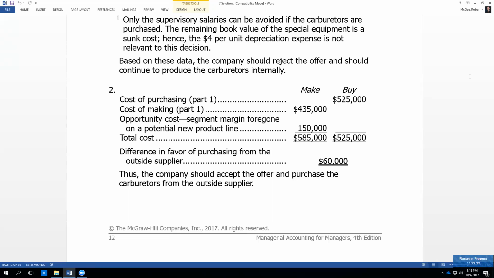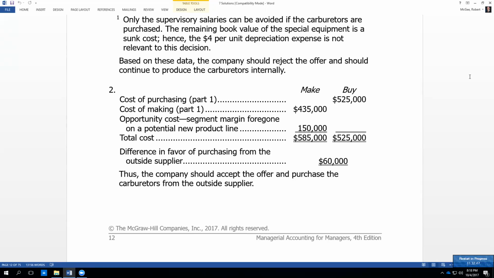So it looks like they're behind. The opportunity cost, the segment margin, is foregone by the new product line, $150,000, which brings the total cost, if they make it themselves, to $585 versus $525. Now it changes because they can make use of that idle capacity to make something else. So this is an application of opportunity cost theory. The difference in favor of purchasing from the outside supplier then would be 60, the difference between 585 and 525.